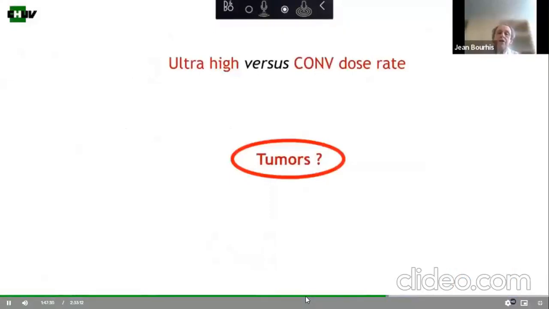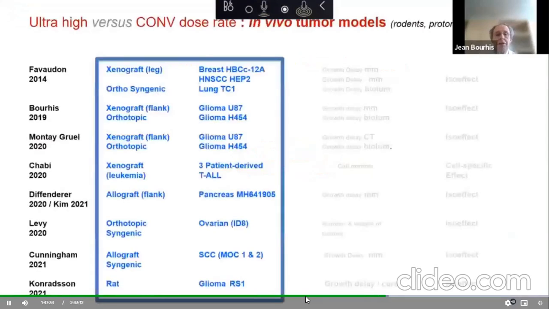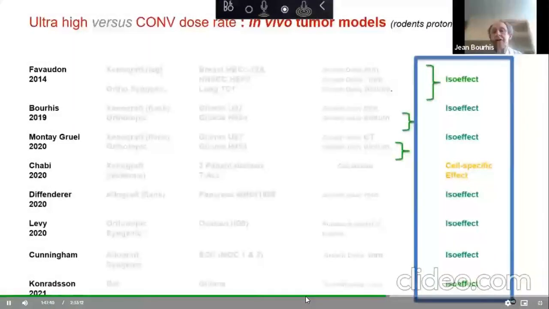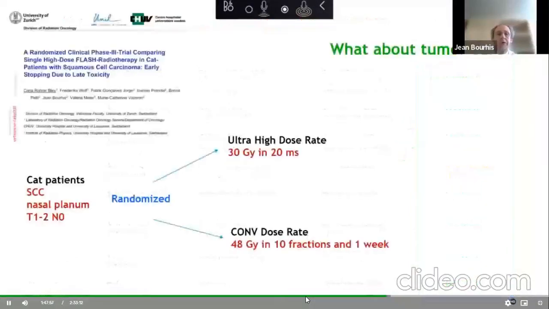Now, what about the effect on tumors? I think it was extensively mentioned today with Pierre Montegruel. And what we see most of the time is an iso effect between conventional and flash, essentially for growth delay, with one exception, which was mentioned by Pierre on leukemia, a human leukemia derived cell line. Now, what about tumor cure?